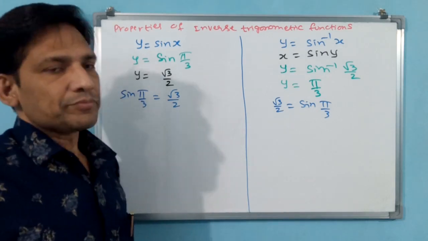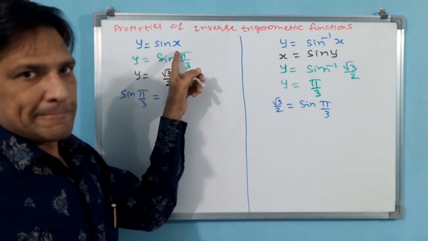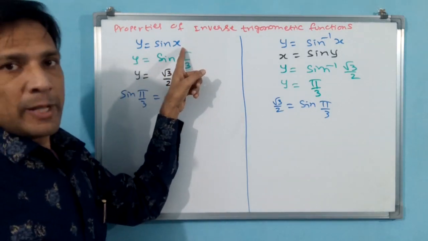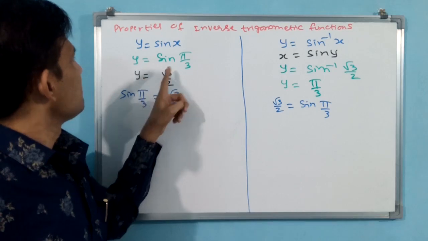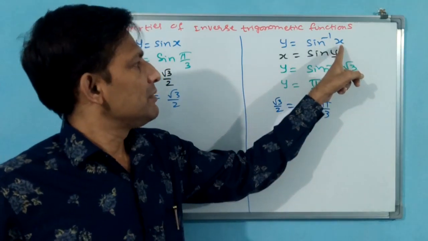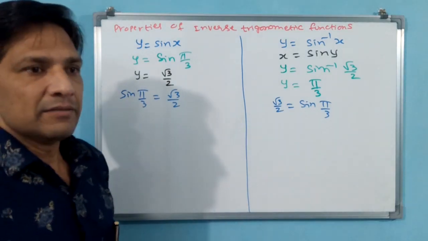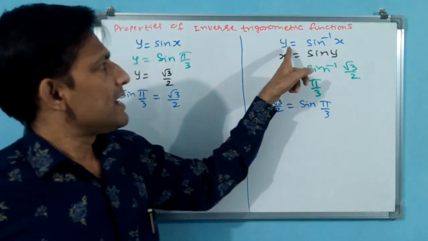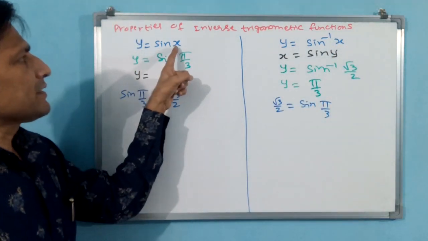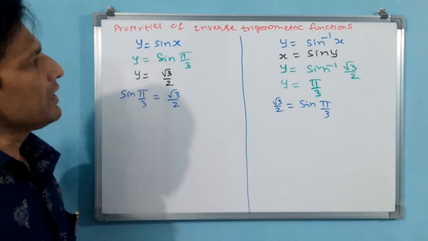What you understand here: in trigonometric function, x will be angle, pi by 3. In inverse trigonometric function, x will be value. Root 3 by 2 is value. That you have to keep in your mind. You can write, rather than y is equal to sin inverse x, x is equal to sin inverse y also. Here, y is equal to sin x means x becomes sin inverse y.